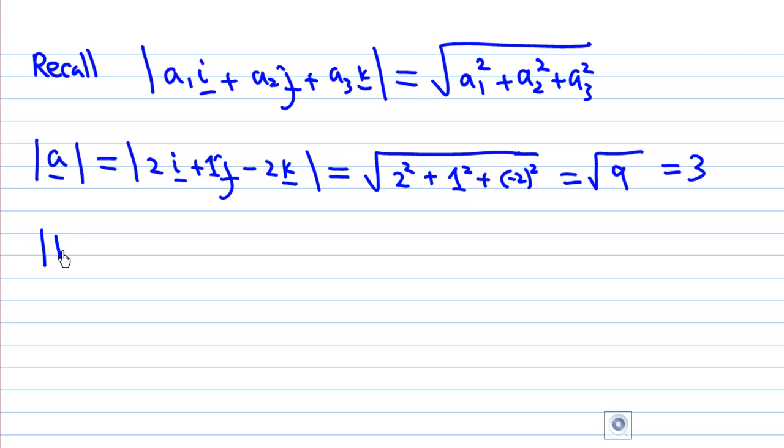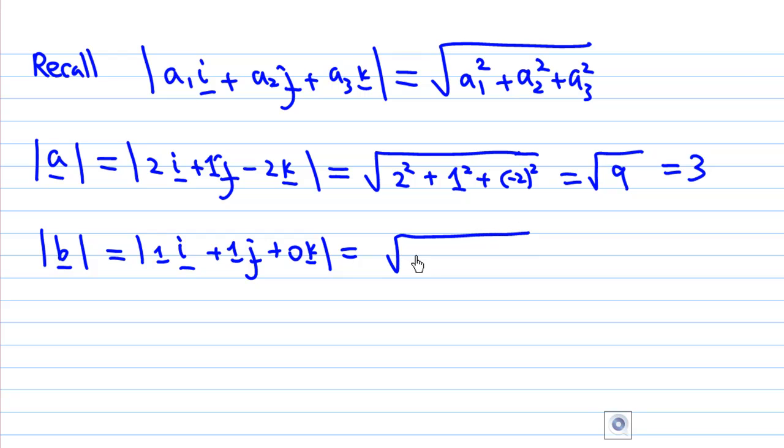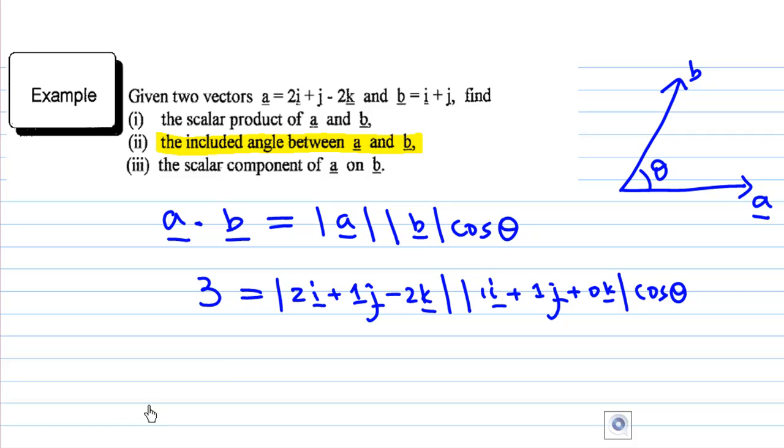Then you have to find out the length of b. b is equal to i plus j, which is 1i plus 1j and 0k. And this is equal to, the length is 1 square plus 1 square plus 0 square, and this will give me square root 2. Take note of this value. I go back to the earlier slide. I have 3. The magnitude of 2i plus j minus 2k is 3. And the magnitude of i plus j plus 0k is square root 2.